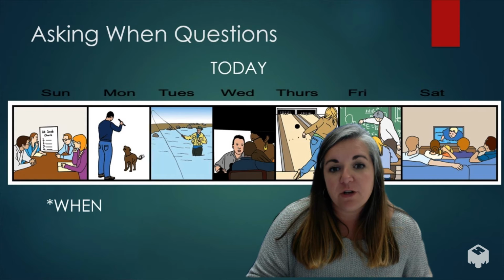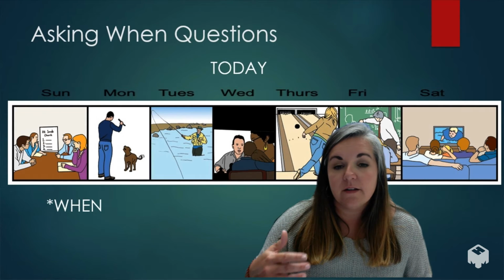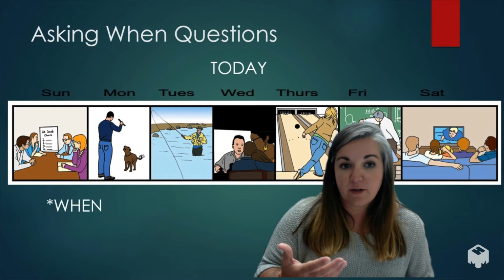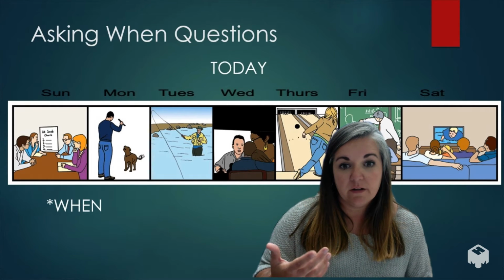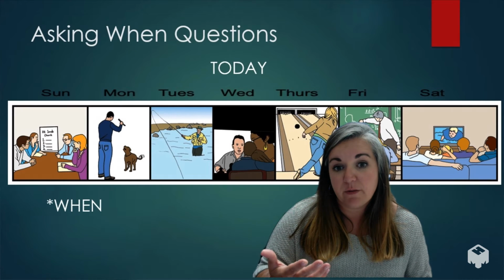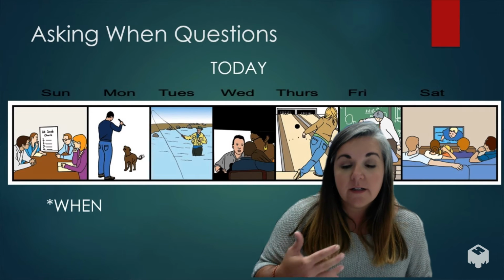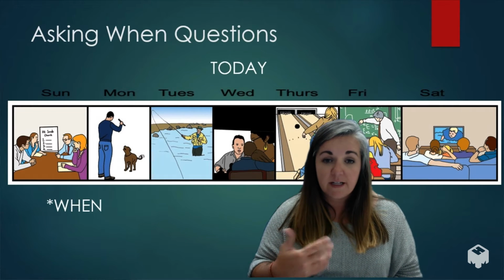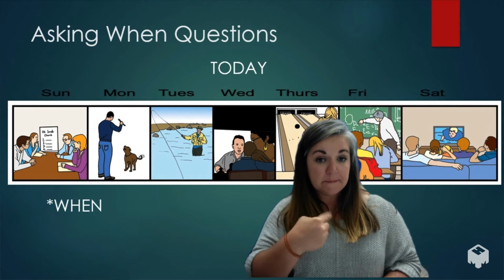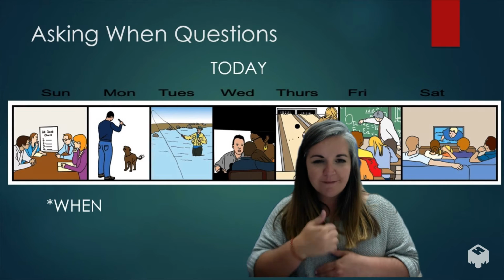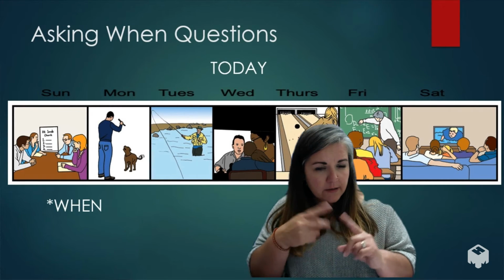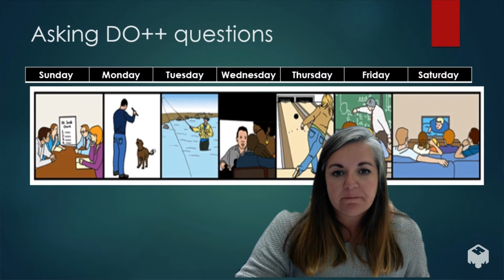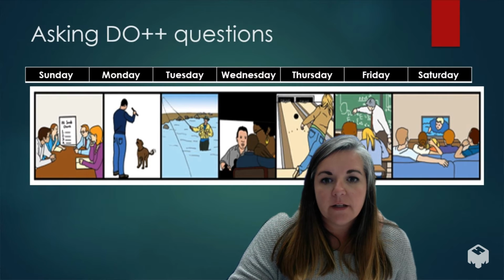So the basic structure for explaining what you did on a certain day would be, for example, I stayed home and played with my dog. Or on Monday, I stayed home and played with my dog. In ASL, that same statement, not question, but same statement would be presented as, oh, I'm sorry. Okay. So moving on. All right.